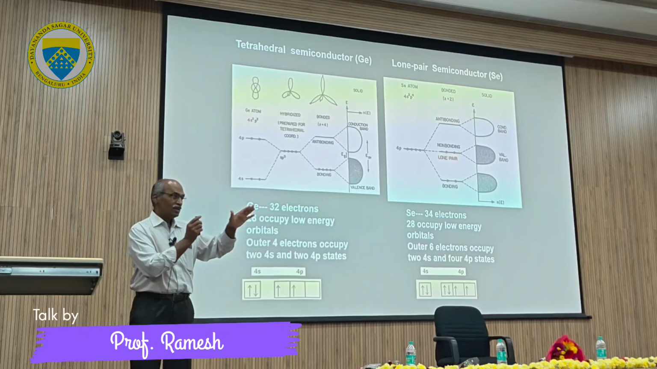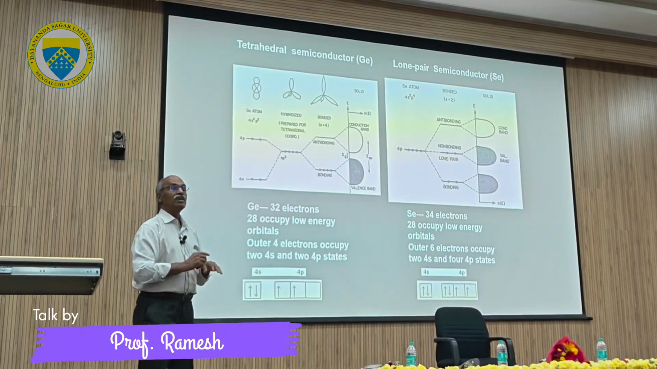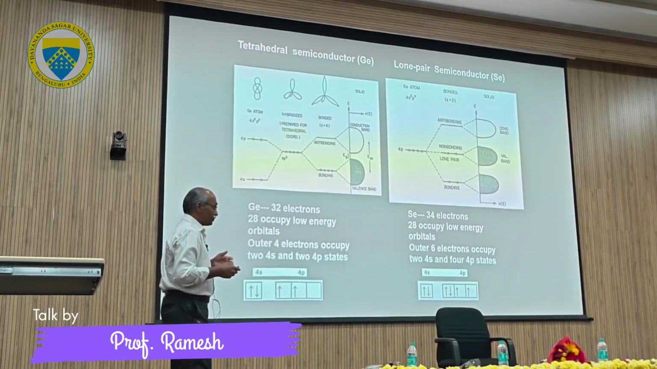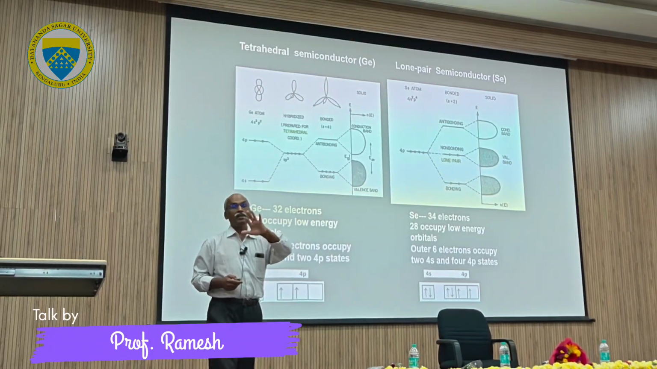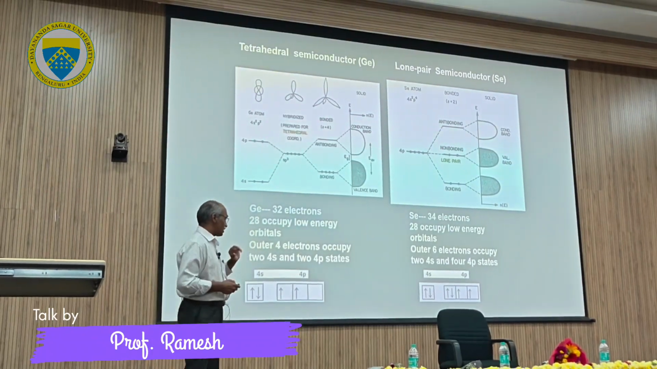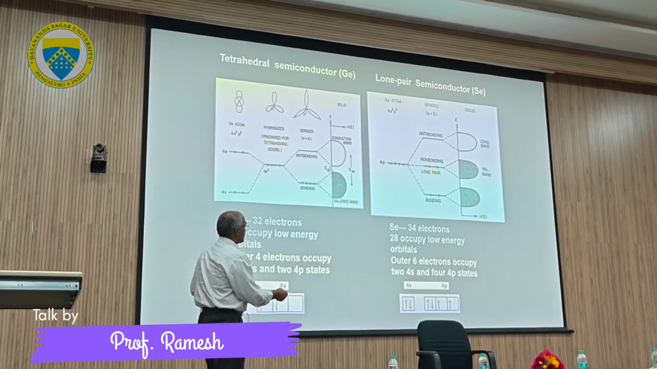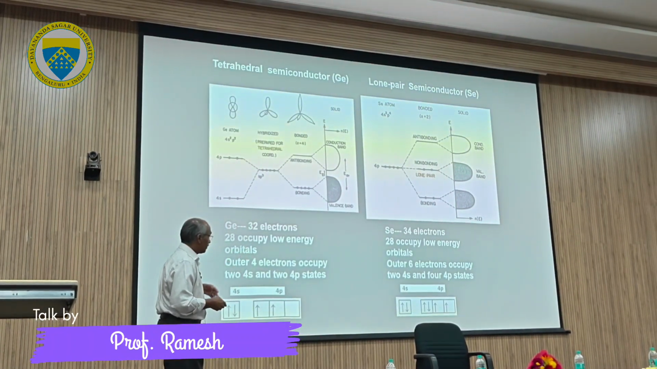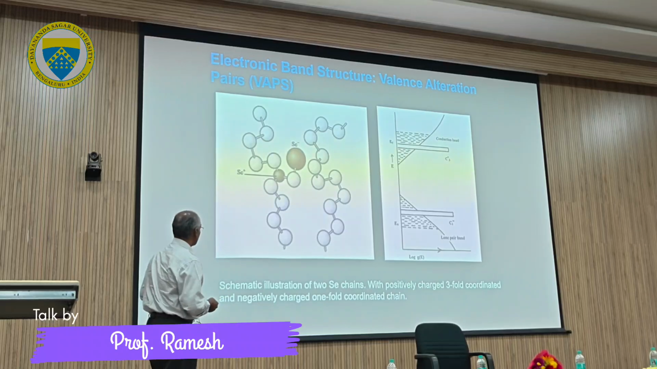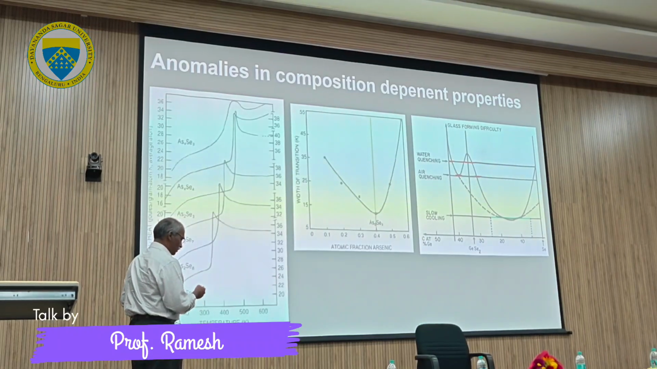They are available as lone pairs, they will not participate in bonding, and in some conditions they participate in bonding and alter the electrical properties to a larger extent. So most of the electrical properties are controlled by these lone pair electrons actually. That's why they are called lone pair semiconductors, right? So I'll not get into this.